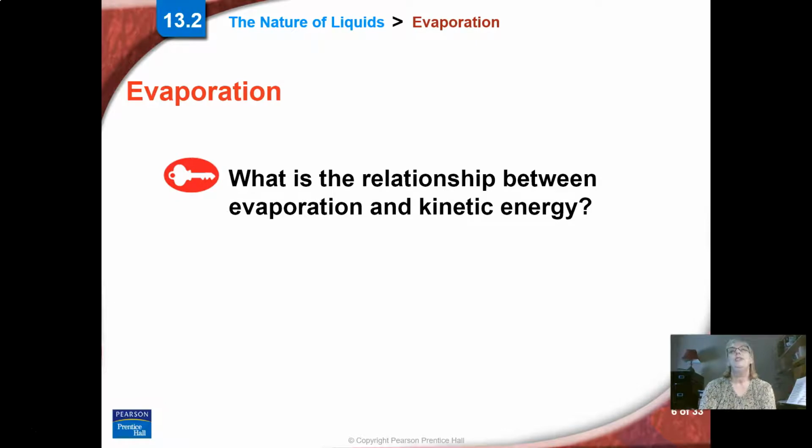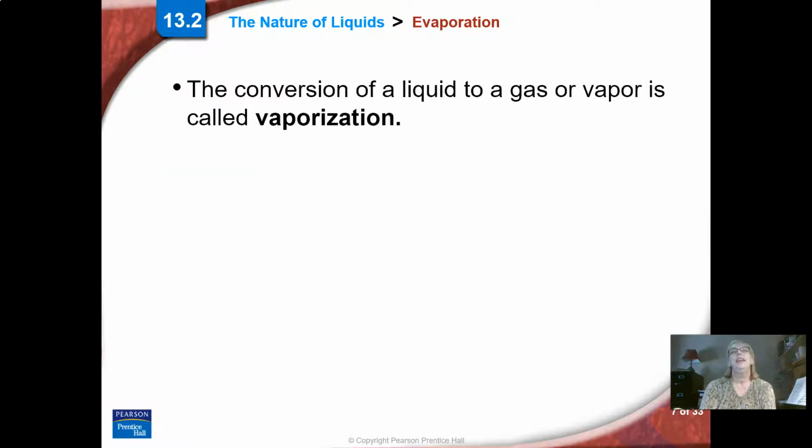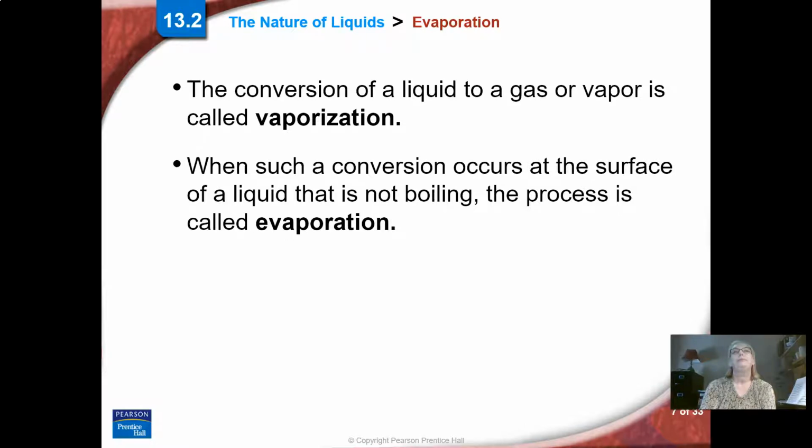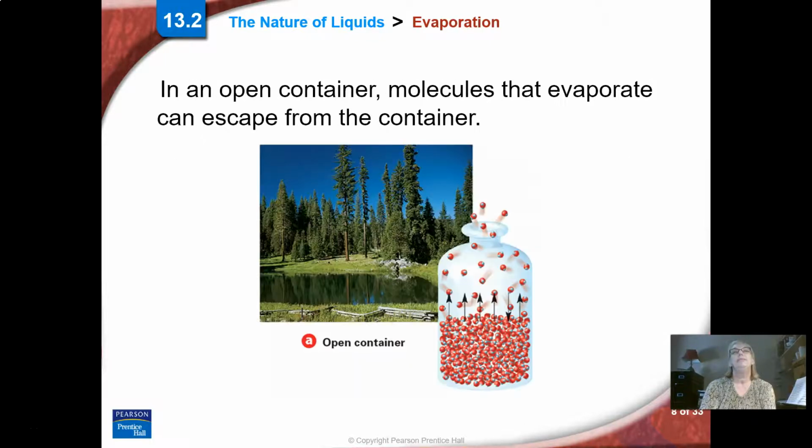So what's the relationship between evaporation and kinetic energy? You know that when things go from liquid to gas, it's called evaporation. And kinetic energy, remember, is moving. The conversion of a liquid to a gas or vapor is called vaporization. We're changing liquid into a vapor. When that happens at the top of a liquid, it's called evaporation. Same idea, but at the very top, we're specifically calling it evaporation.